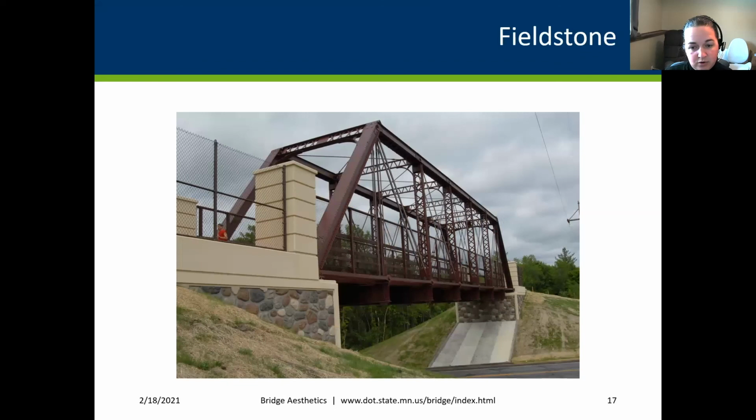Fieldstone, this is what we see in more northern Minnesota because that's the building material that's common up there. You'll notice this in a lot of other buildings. We usually try and take those ideas from the local areas.